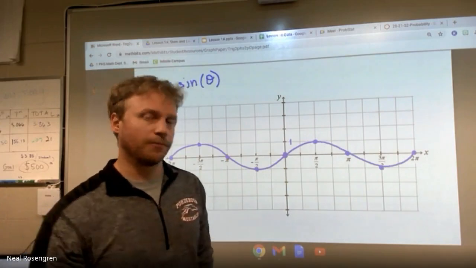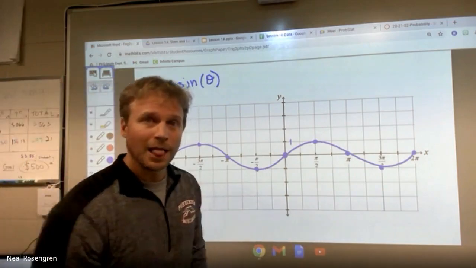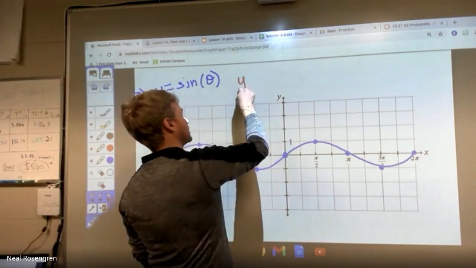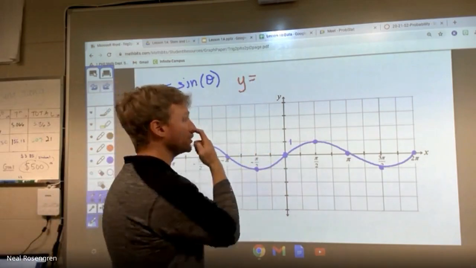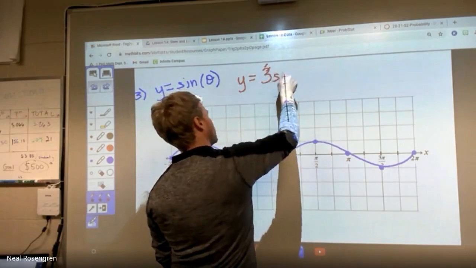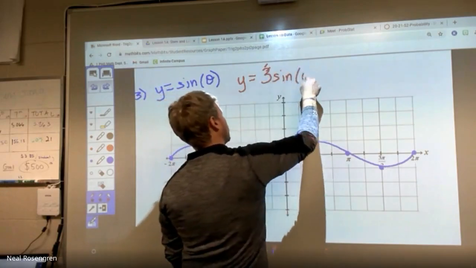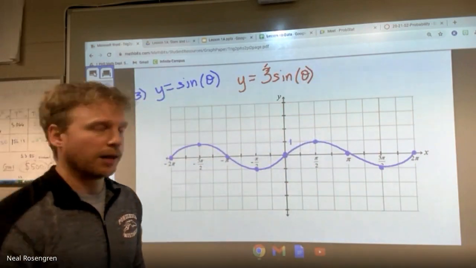We're smart enough to not have to worry about that. Cool. There it is. There's sine of theta. Okay. Let's change the amplitude, which means I'm going to change colors. Again, stop me if you need anything. I'm going to change colors here. And let's do 3. Ignore those stray marks. Sine of theta. Okay, y equals 3 sine of theta.